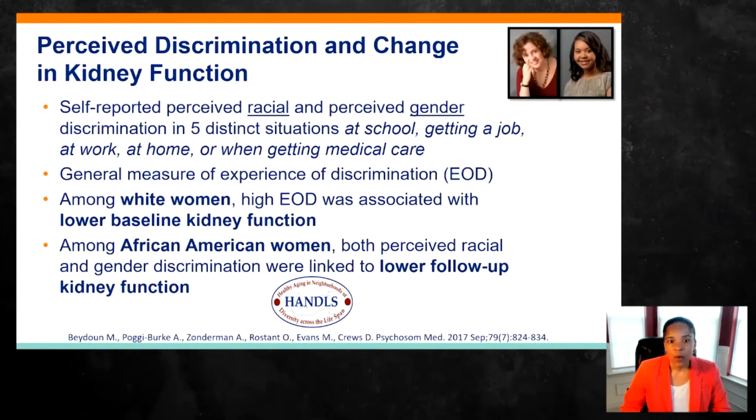And what we found, just to give you the quick summary here, was that among white women, a high level of experience of discrimination was associated with a lower level of baseline kidney function in this study. And we found that among African American women, both perceived racial and gender discrimination were linked to a lower level of follow-up kidney function in this study.